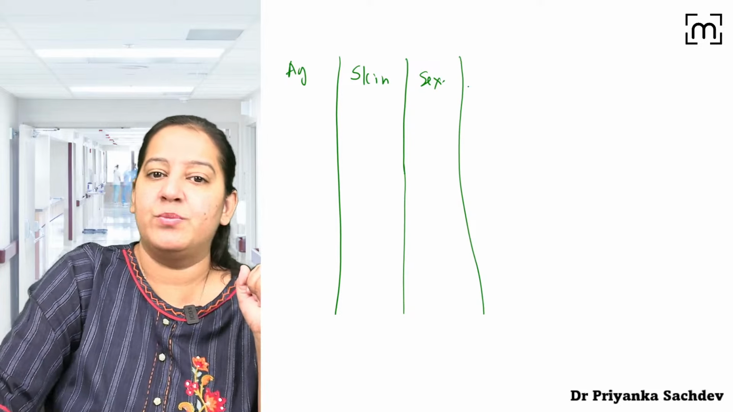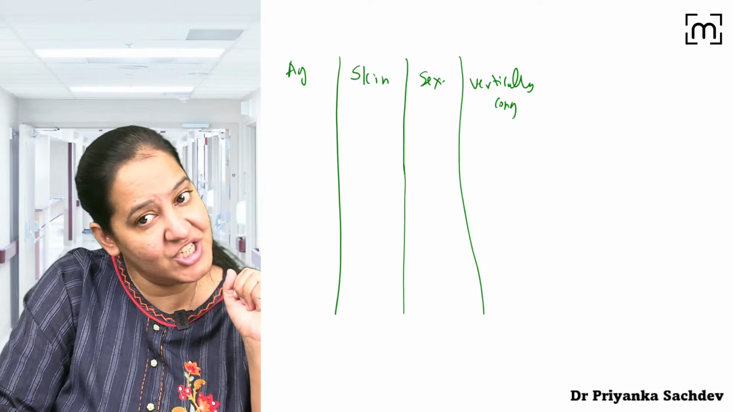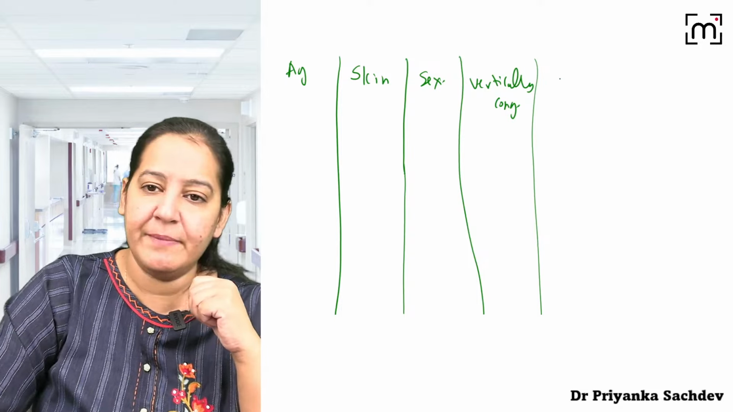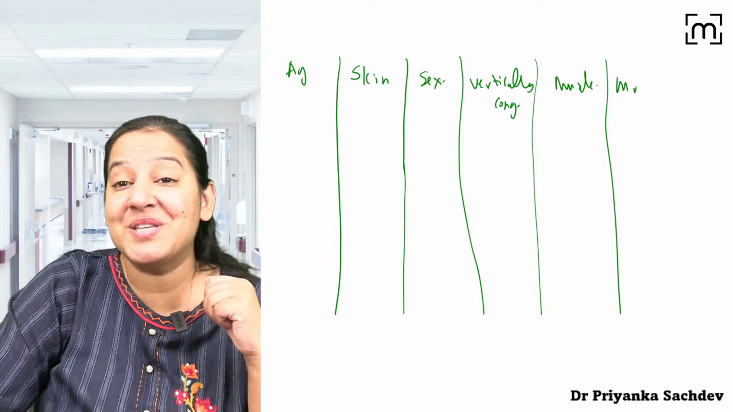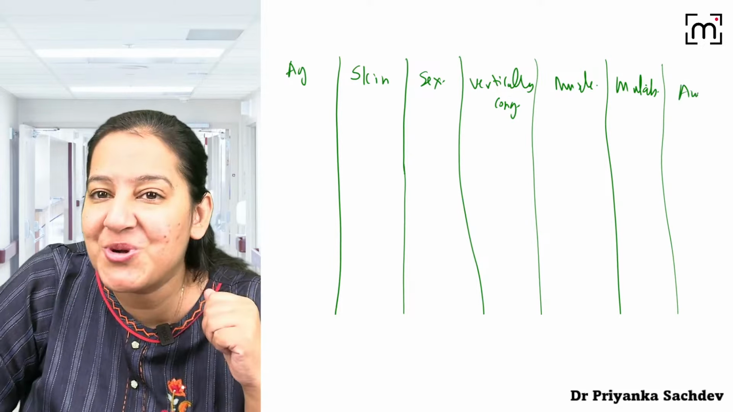The name of the parasites which can transmit vertically from mother to fetus and cause congenital infections in the fetus. Can you tell me the name of those parasites? Can you tell me the name of the parasites which are present in muscle of human? Can you tell me the name of the parasites which cause malabsorption in human? Can you tell me the name of the parasites which cause auto-infection in human?